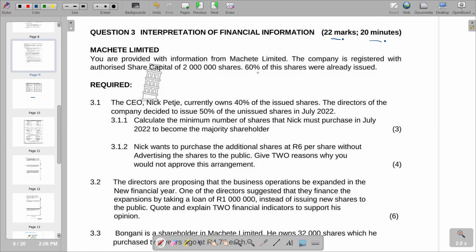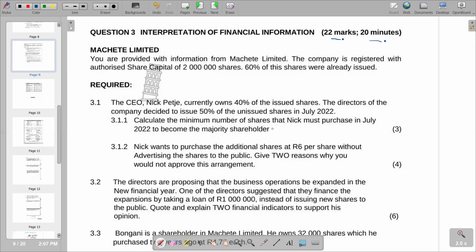It reads, you are provided with information for Marchet Limited. The company is registered with authorized share capital of 2 million shares. 60% of these shares were already issued. The CEO, Nick Page, currently owns 40% of the issued shares, and the directors of the company decided to issue 50% of the unissued shares in July 2022. Calculate the minimum number of shares that Nick must purchase to become the majority shareholder.